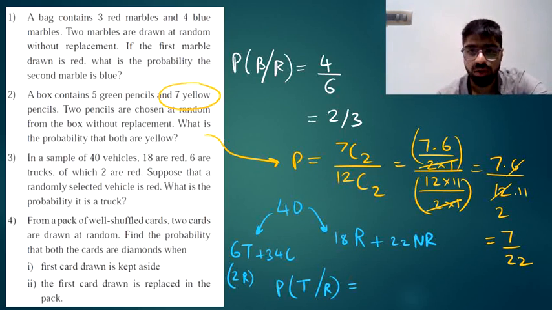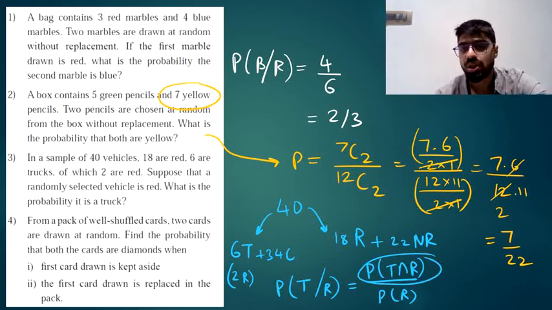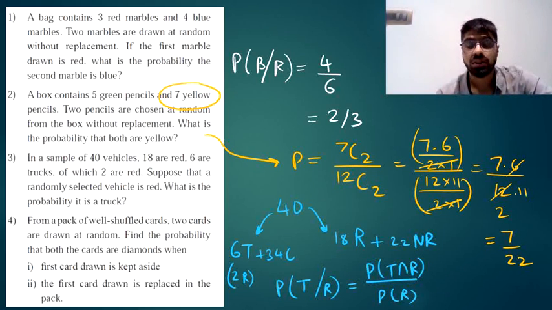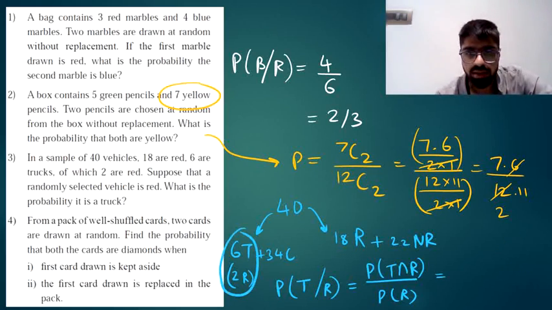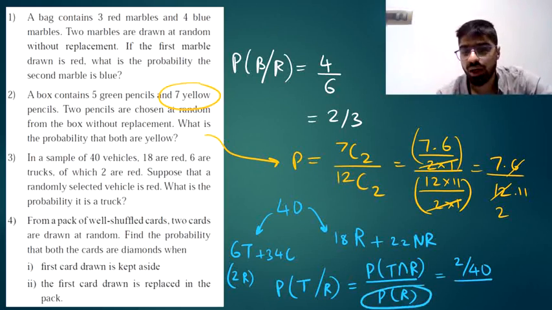So this is a question on conditional probability, and we write the solution in this manner. We say this will be P of T intersection R divided by P of R. So P of T intersection R means the probability of getting a red truck. See, there are only 2 red trucks available, and 2 red trucks out of 40. The probability for that will be 2 by 40 divided by the probability of getting a red vehicle.